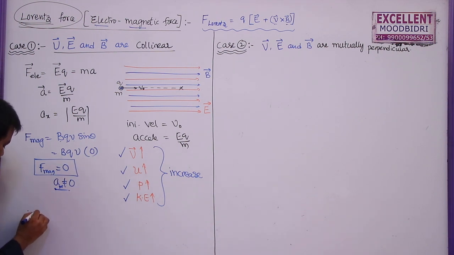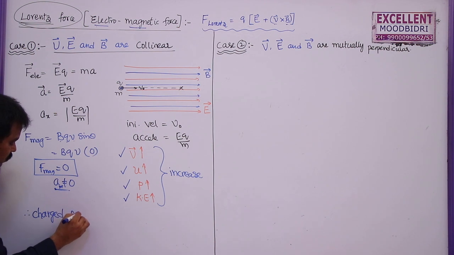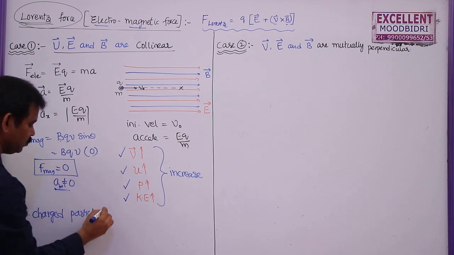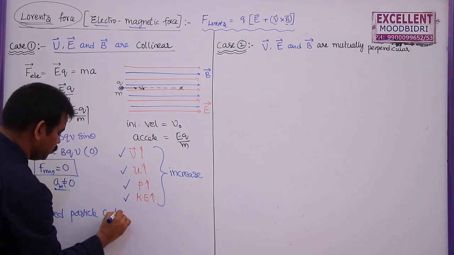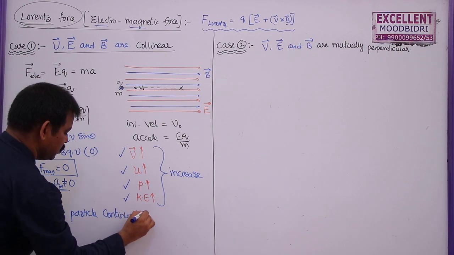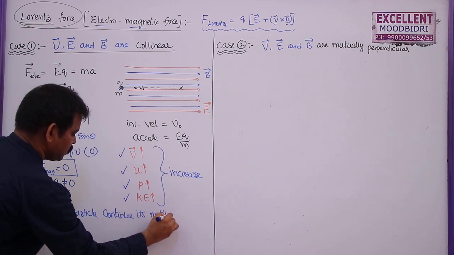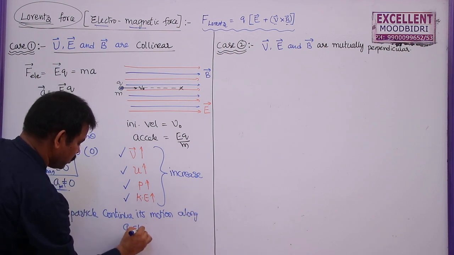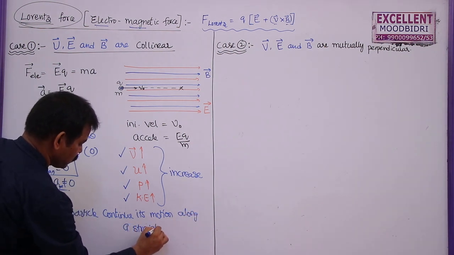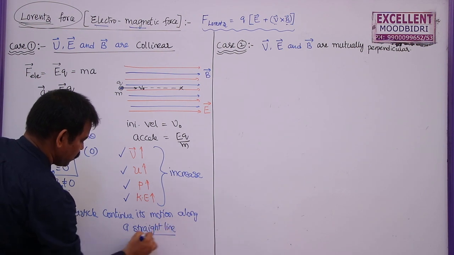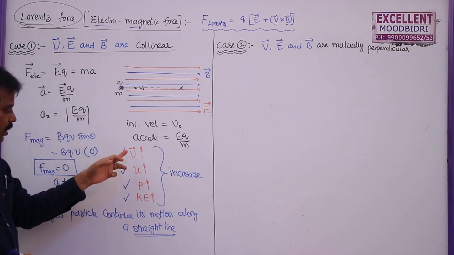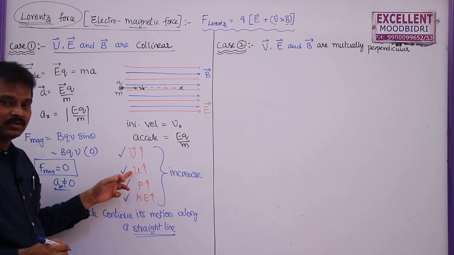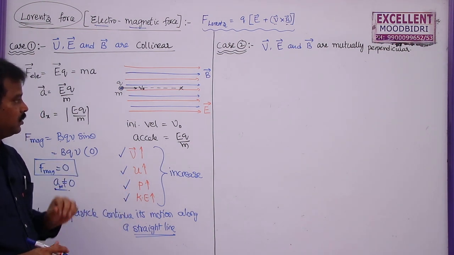So the conclusion is the charged particle continues its motion along a straight line with increased velocity or increased speed or increased momentum or increased kinetic energy.